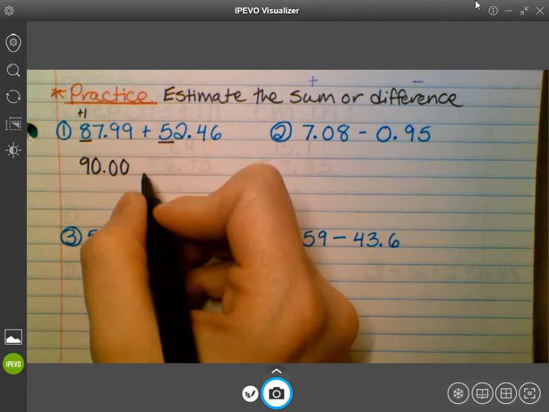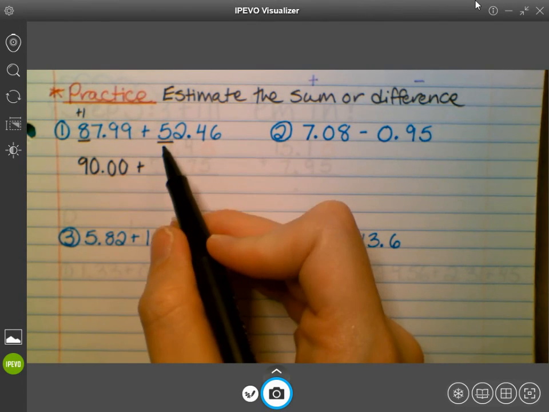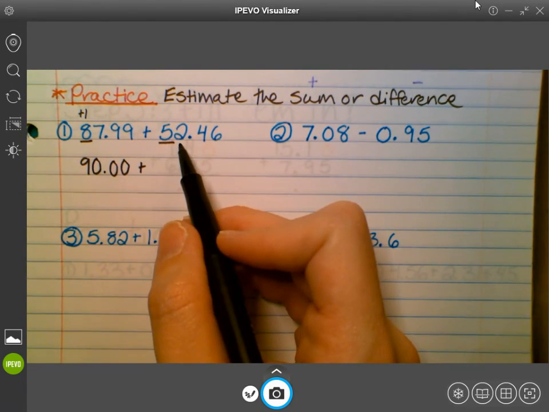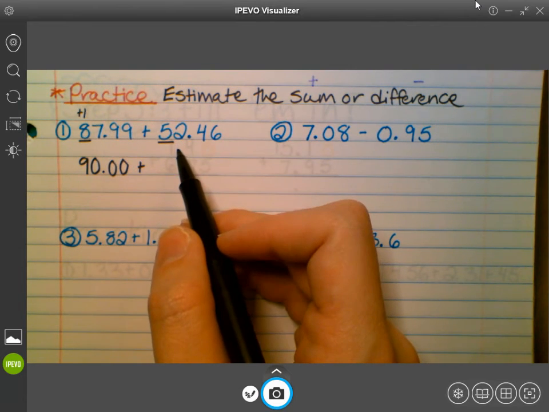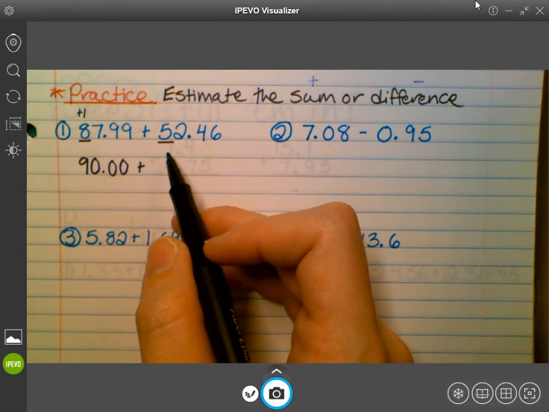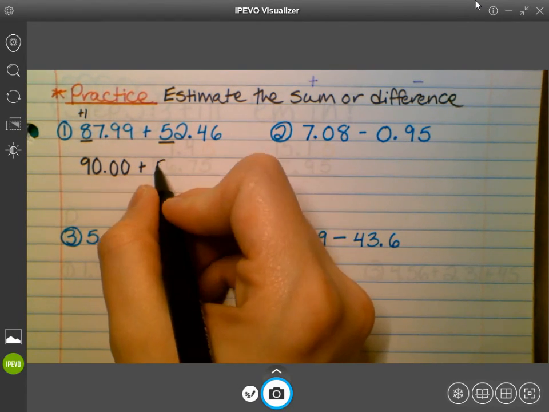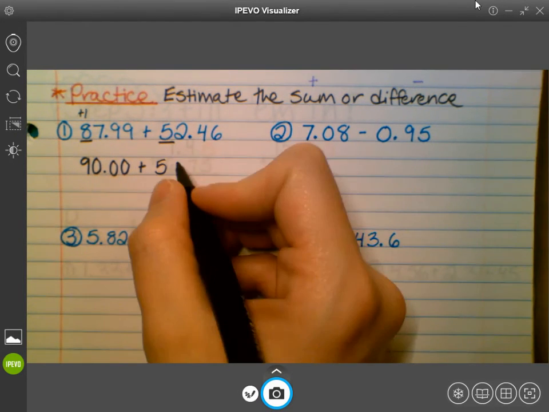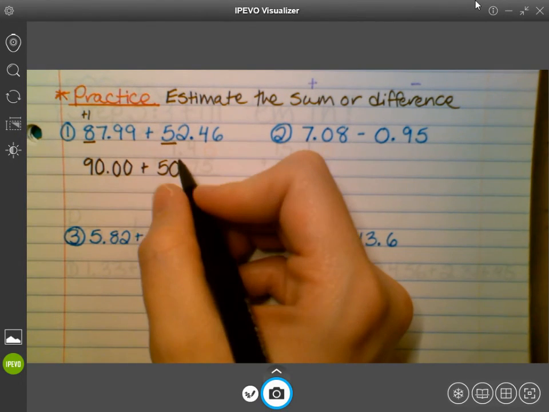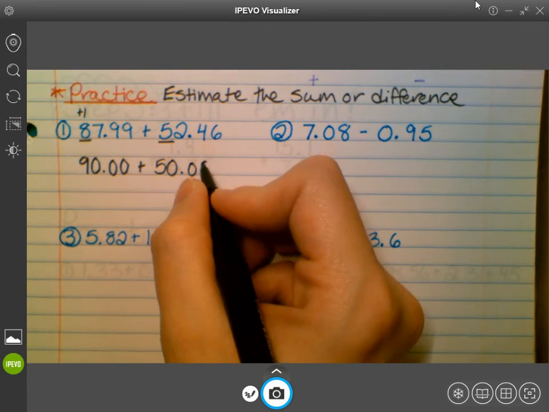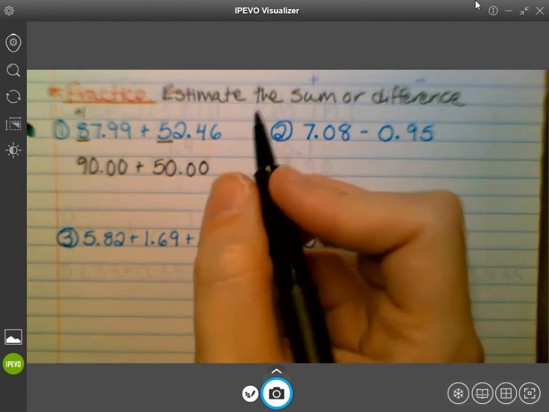So 90 plus. Now I'm going to do the same thing. I've underlined my 5. I look next door. There's a 2. That's less than 5. So my 5 stays the same. But I still make everything after it zeros. So now I have 90 plus 50.